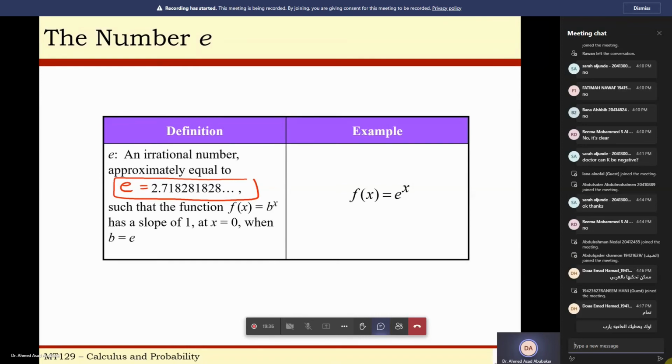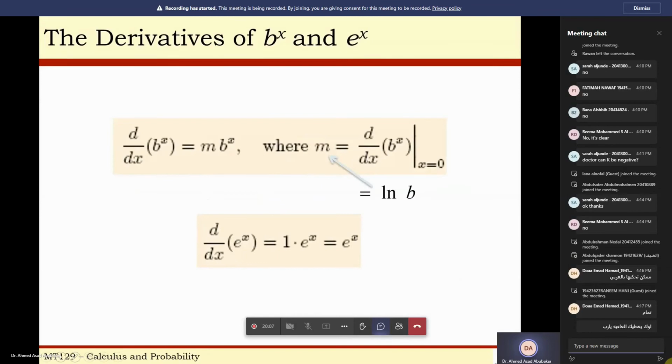If we replace the base b in the general exponential function b to the power x, in case b equals e, we have f of x equal e to the power x. Just the e, this is a number, the number e. Now we study how to find the derivative of b to the power x or e to the power x.